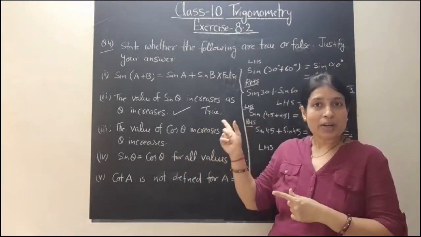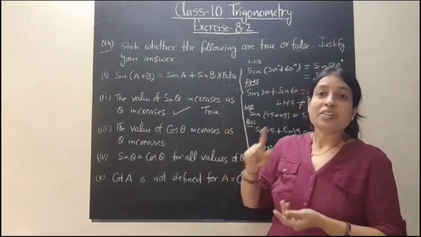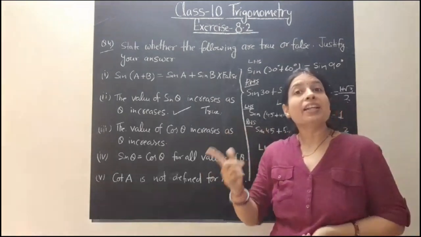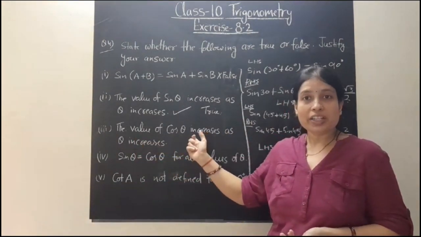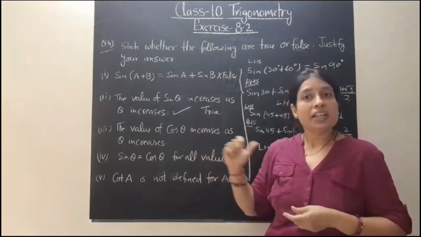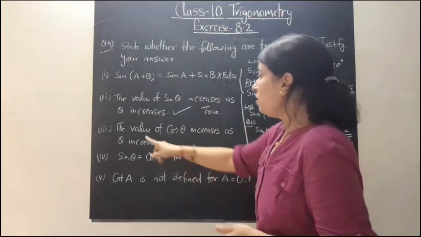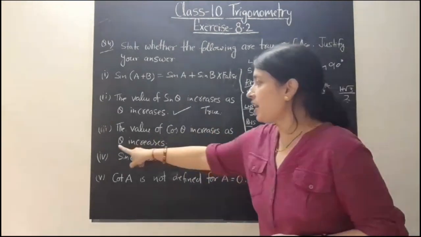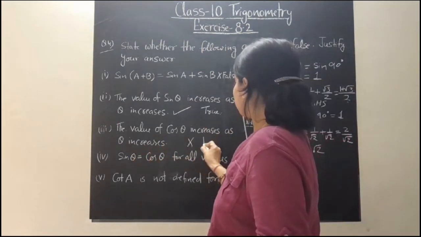So जब एंगल बढ़ा 90 डिग्री हुआ तो उसकी वैल्यू क्या हो गई? 0. जब एंगल 0 डिग्री था then cos theta is equal to 1. So cos theta की वैल्यू क्या होती है? एंगल के साथ साथ decrease होती है, increase नहीं होती है. So this statement is false. The value of cos theta increases as theta increases is false. So right here false.